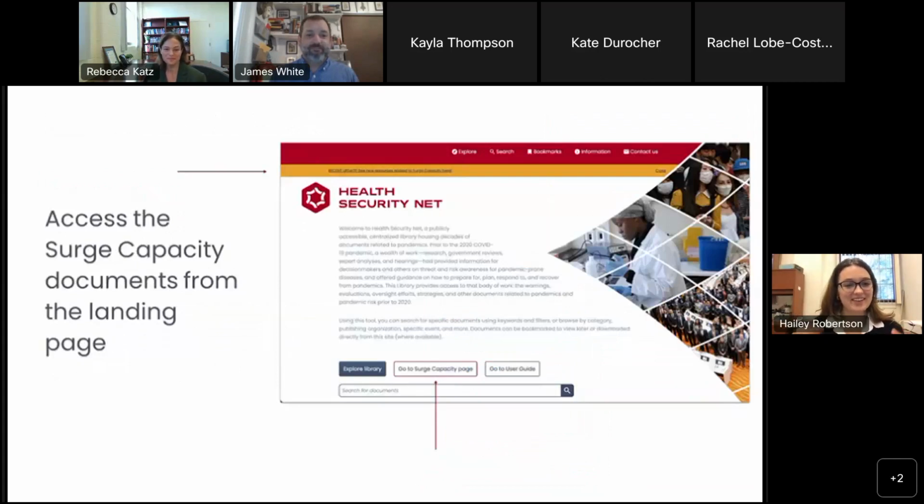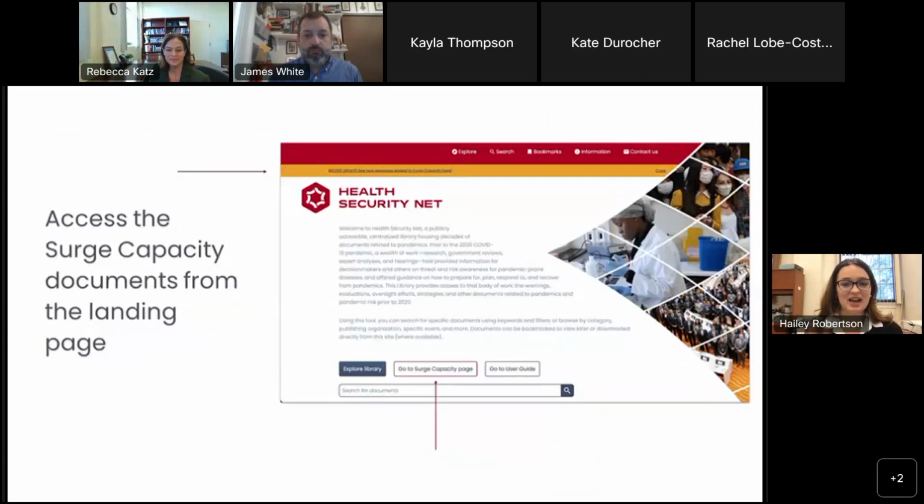Now we're going to dig into the fun part a little bit more to see how these things come together on the site and how a user could expect to access these resources. There are 2 primary ways to get to the surge capacity documents from the landing page, and this is the part where I think it would be helpful to play along.